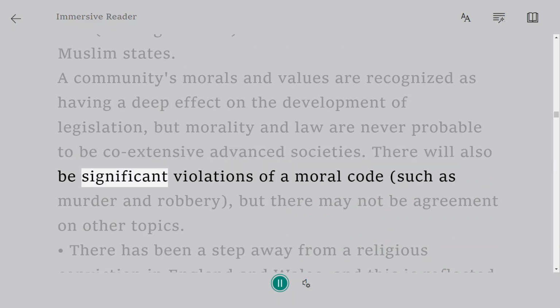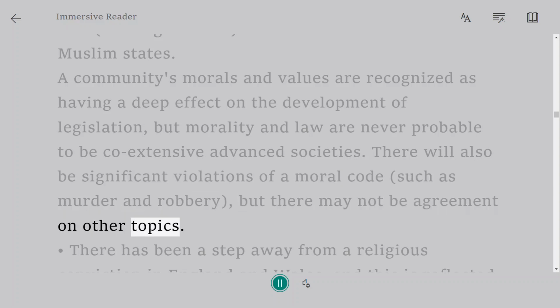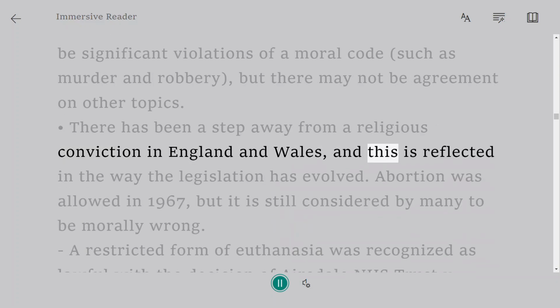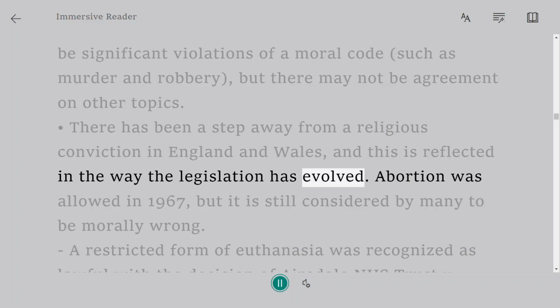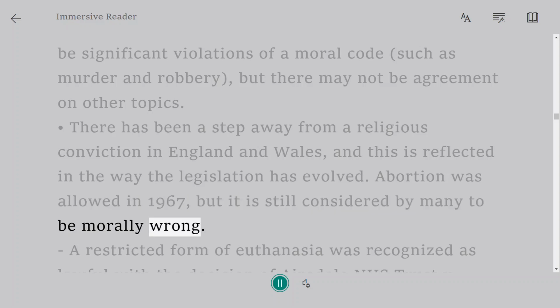There will also be significant violations of a moral code, such as murder and robbery, but there may not be agreement on other topics. There has been a step away from religious conviction in England and Wales, and this is reflected in the way the legislation has evolved. Abortion was allowed in 1967, but it is still considered by many to be morally wrong.